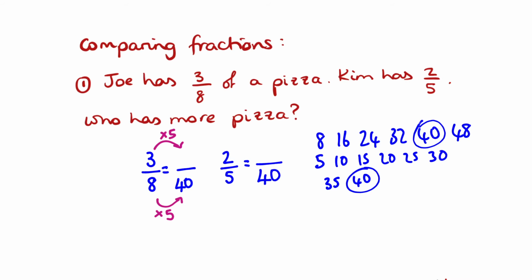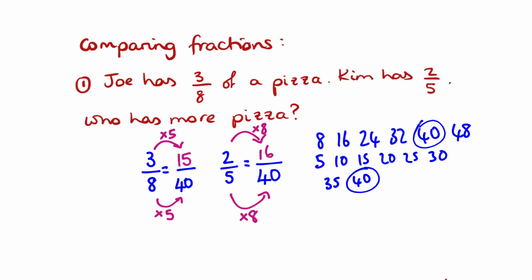So we do 3 times 5 is 15. So 3/8 is 15/40. Next, on to the 2/5. We do the same thing. We work out what we've multiplied by to make 40, and we multiply by the same amount on the top. So 5 times what is 40? And we've got 1, 2, 3, 4, 5, 6, 7, 8. So multiply by 8. So we have to multiply the top by 8 as well. So 2 times 8 is 16.